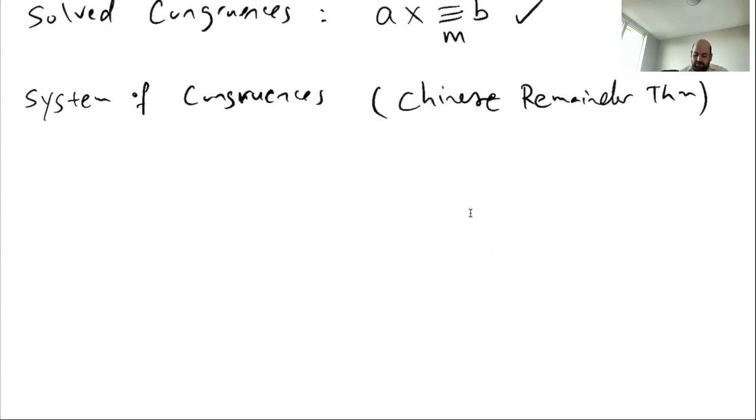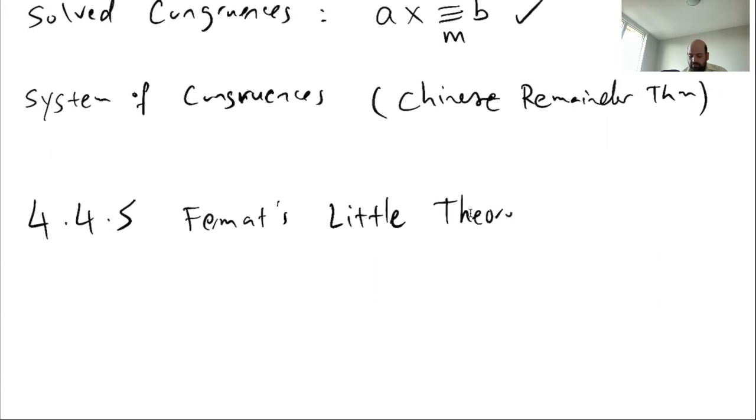Now, this time we want to look at the next topic, Fermat's little theorem, 4.4.5. So Fermat was a French mathematician who lived in the 17th century. And there are 2 famous theorems called Fermat's theorems. One is called Fermat's little theorem, which is easy to prove. We'll state and prove it today.